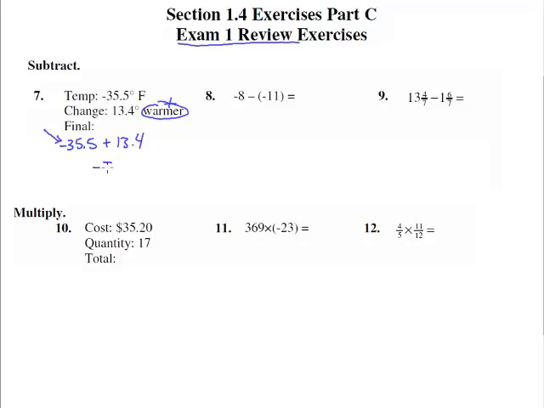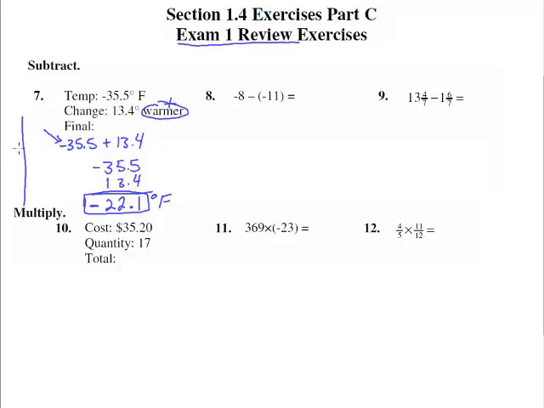So let's subtract, but I'm going to keep that subtract sign by the 35.5 so we don't forget that he wins. Okay, 5 minus 4 is 1. The decimal comes straight down. 5 minus 3 is 2. 3 minus 1 is 2. And the negative sign hangs around. So negative 22.1 degrees Fahrenheit should be our answer there.